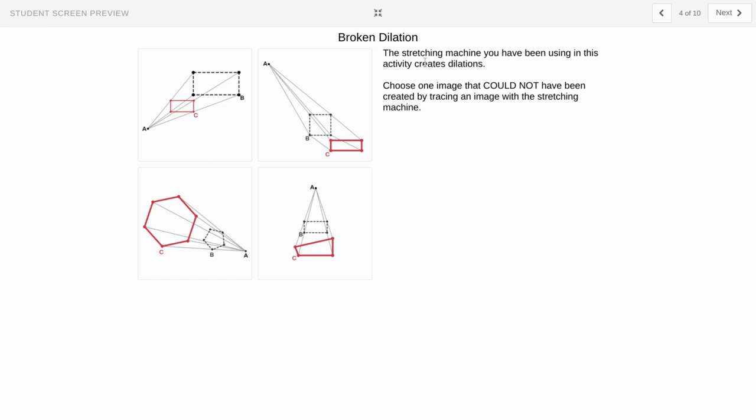Okay, broken dilation. The stretching machine you have been using in this activity creates dilations. Choose one image that could not have been created by tracing an image with the stretching machine. So which one looks odd to you? Which ones look weird? If I look at this one, this is a rectangle, just like 2 times the size. If I look here, I have a square, and then it turns into a rectangle. That looks like it's not the same type of shape.